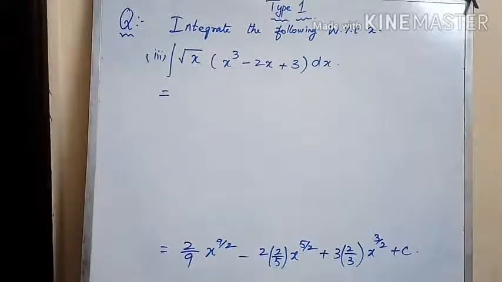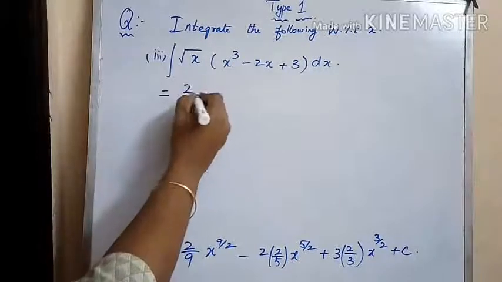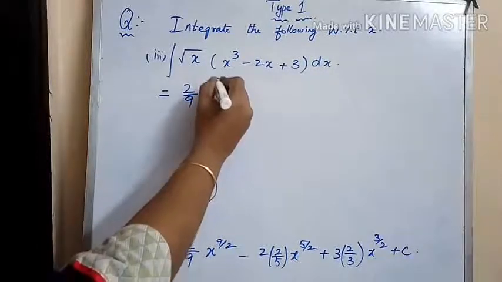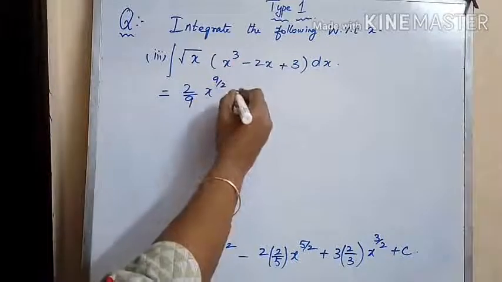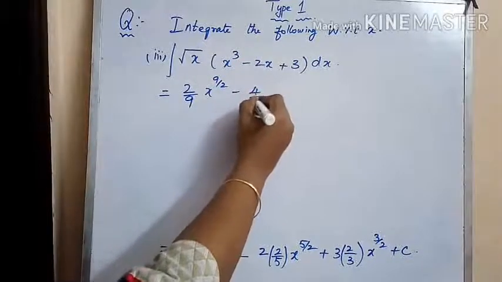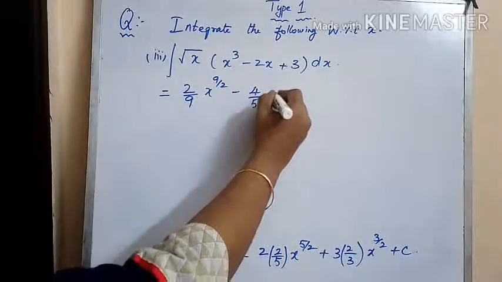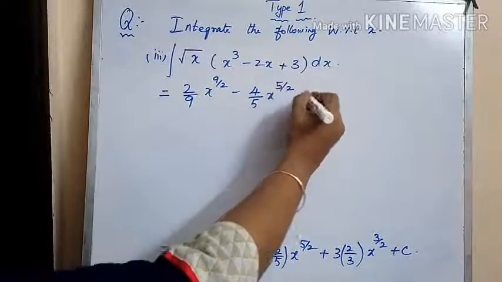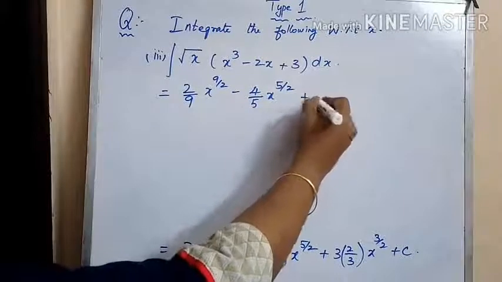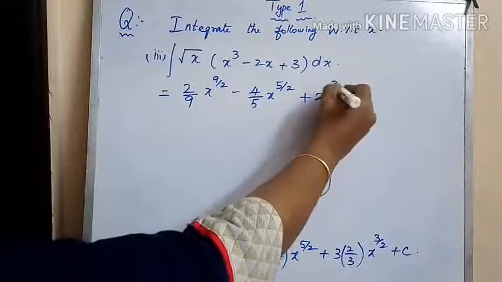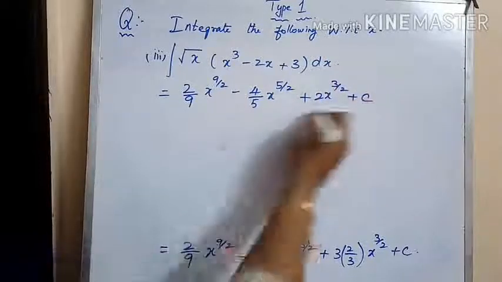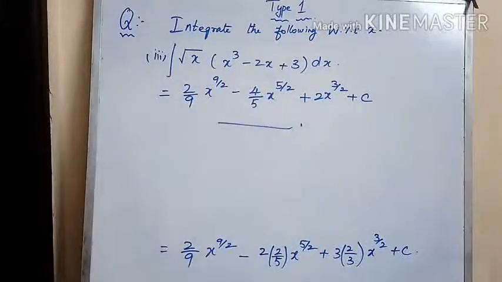The final answer will be 2 by 9 into x to the power of 9 by 2 minus 4 by 5 into x to the power of 5 by 2 plus 2 into x to the power of 3 by 2 plus c.